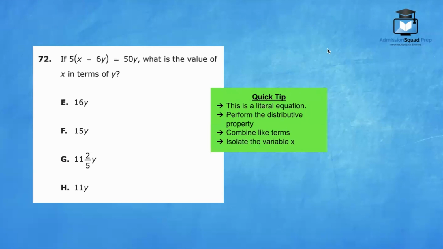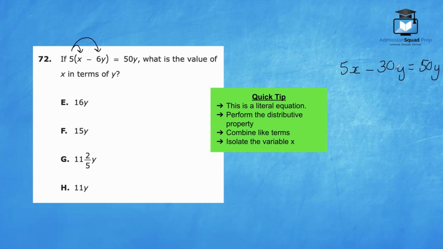Number 72. If 5 times x minus 6y equals 50y, what is the value of x in terms of y? Let's solve. Since this is a literal equation, we can go ahead and perform the distributive property, combine like terms, and then isolate the variable x. We can start off with the distributive property. We will multiply both of these terms here by 5. So we have 5x minus 30y equals 50y.